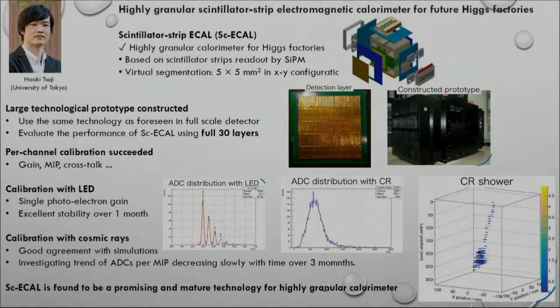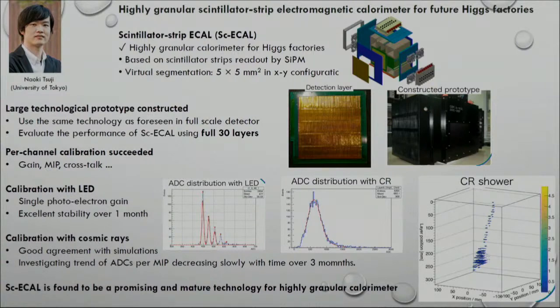Here this poster presents the high granularity scintillator strip electromagnetic calorimeter. So you have scintillating strips in two different directions to emulate an XY pattern, so you get XY coordinates in 5 by 5 millimeters. A large technological prototype was constructed. Here you can see one detection layer, and here you can see the 30 layers assembled and integrated.